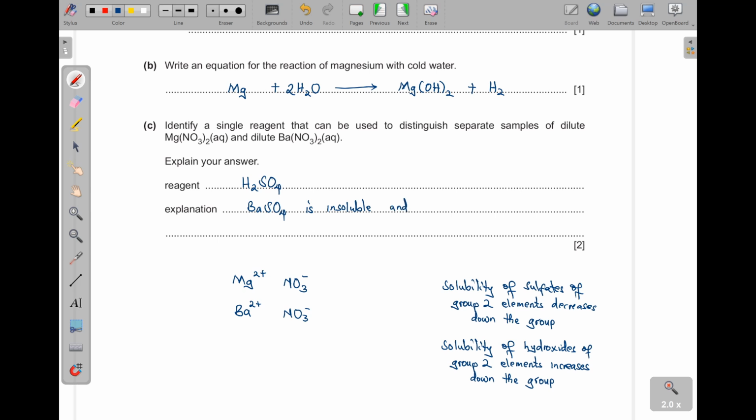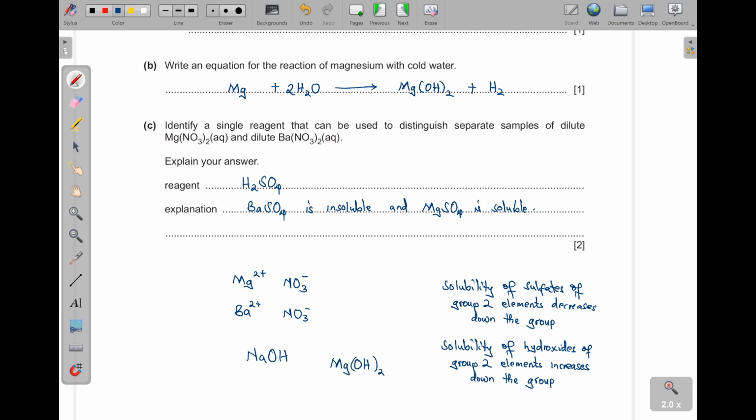And magnesium sulfate is soluble. Okay? That is that. Then I can also bring maybe something that has a hydroxide. For example, if I bring sodium hydroxide, now I will form magnesium hydroxide.